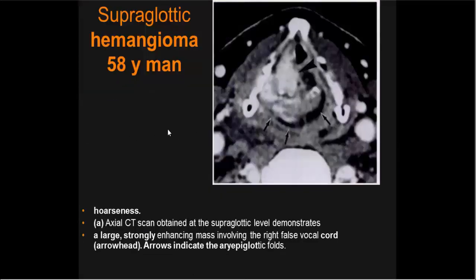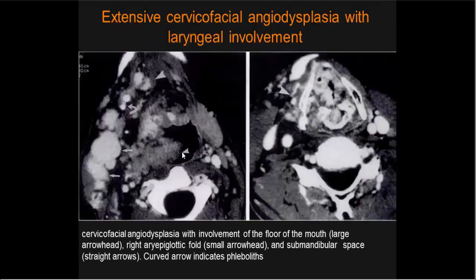Supraglottic hemangioma, 58-year-old man, hoarseness present. Axial CT at the supraglottic level demonstrates a large, strongly enhancing mass involving the right false vocal cord. Arrow indicates the aryepiglottic folds. Arrow, epiglottic fold. Extensive cervicofacial angiodysplasia with laryngeal involvement.